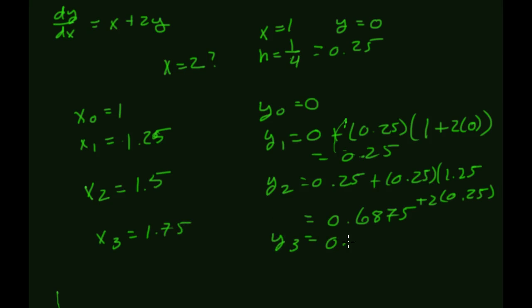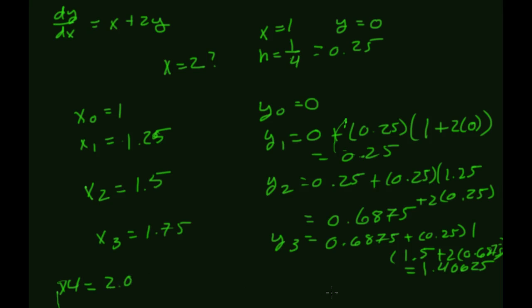y3 starts at 0.6875 plus the step size, 0.25, times the derivative, which is the past x, 1.5, plus 2 times the past y, 2 times 0.6875, which lands me at 1.40625.